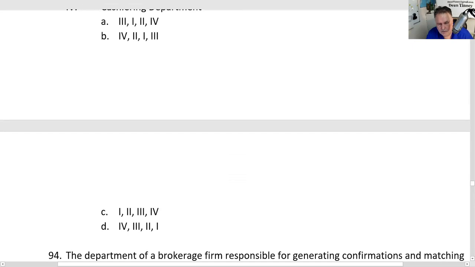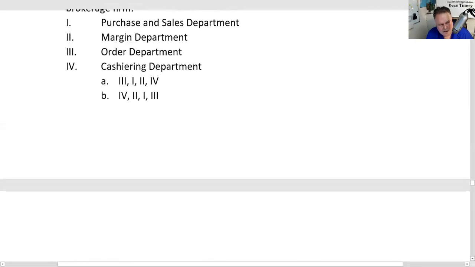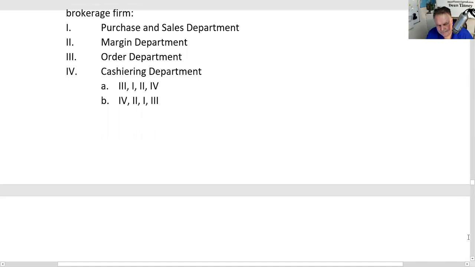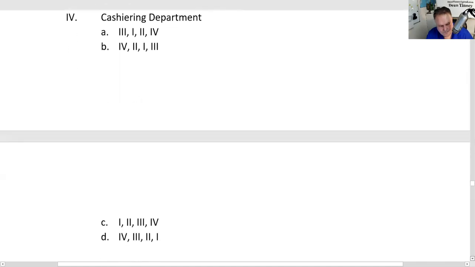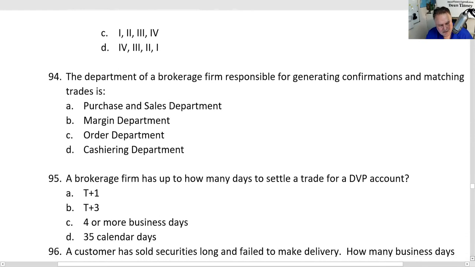Let's see. Did he miss it? Did I get a bad answer set? It goes 3 1. There we go. 3 1 2 4. Yeah, there we go. A. The one who generates the confirmations of trades is the purchase and sales department. They're the ones who match the trades.